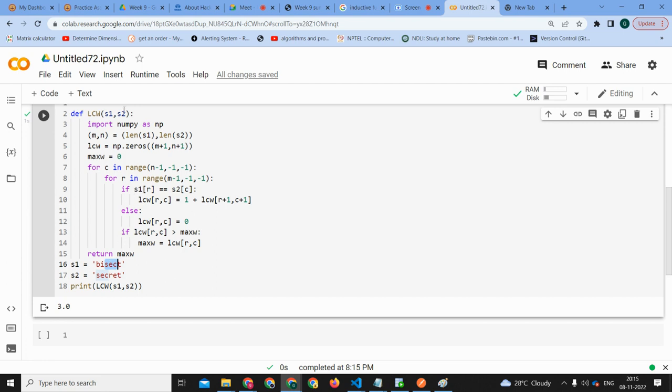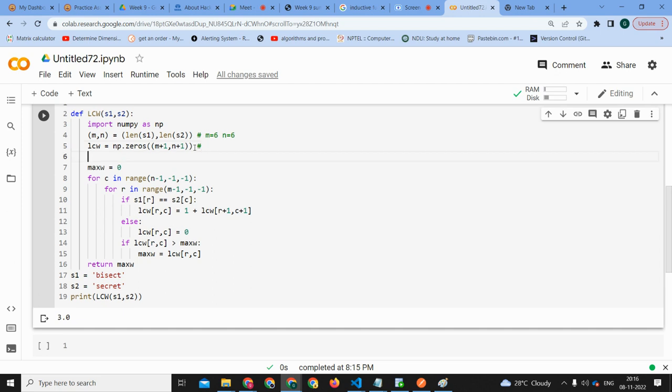Okay. So who is going to help me here? Anyone? Uma, can you help? You want to go through the code? Okay, m comma n is equal to len of s1, len of s2. Correct. m equal to 6 and n equal to 6, right? Good. And we are filling up the LCW with zeros. What will this give? This will give us a matrix with 0s. So shall we visualize it?